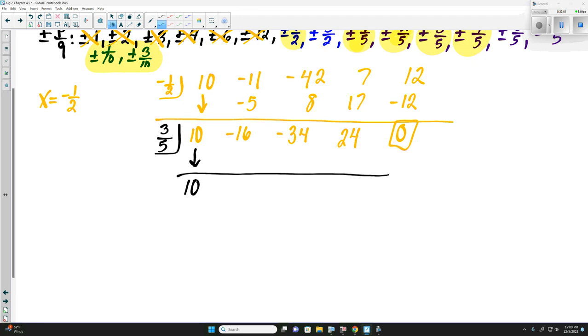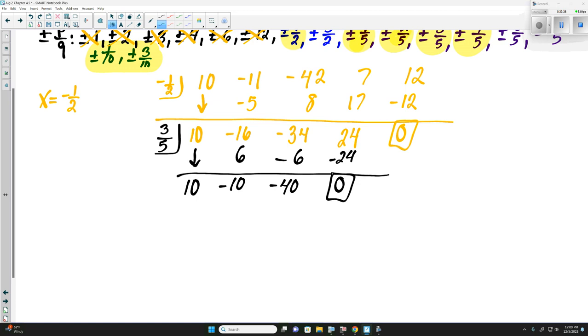Now again, most of this calculation that we're doing with the synthetic division, you can do in a calculator. 10 times 3/5 is 6. Negative 16 plus 6 is negative 10. 3/5 times negative 10 is negative 6. Negative 34 minus 6 is negative 40. 3/5 times negative 40 is negative 24, which gives us a 0. So we have these two here.